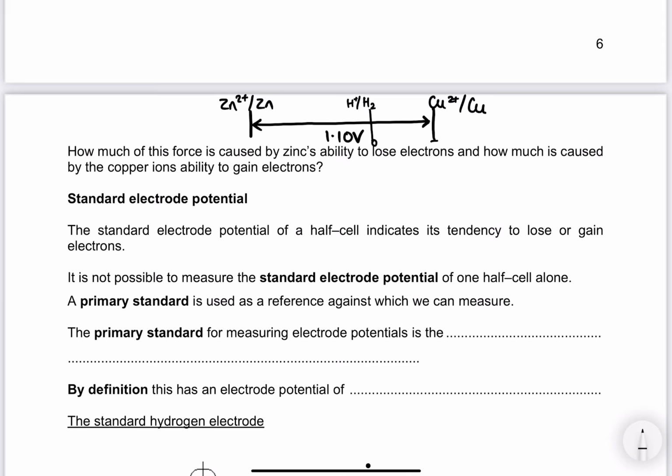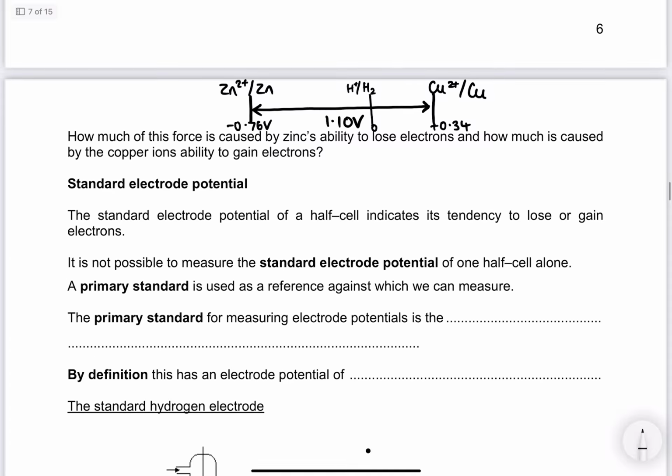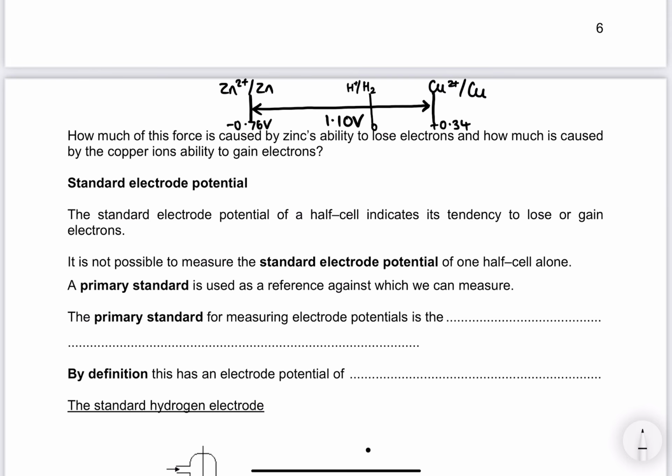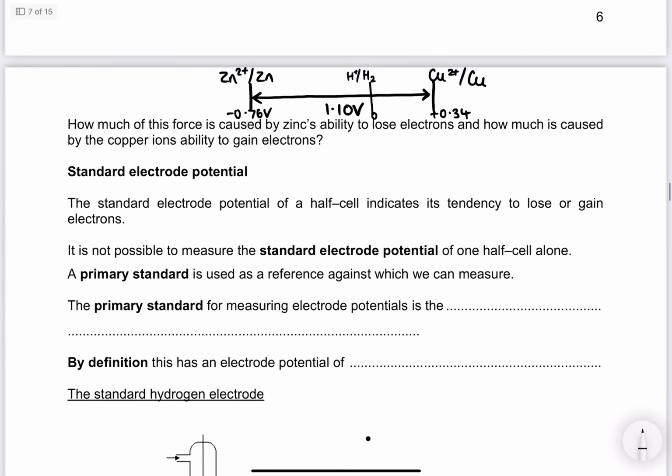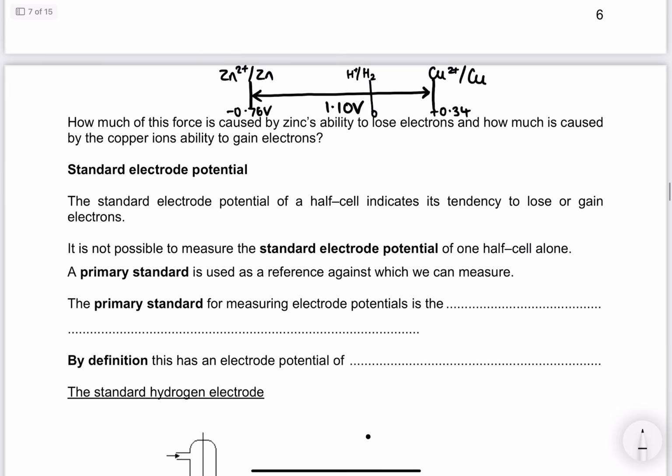What we find is that copper is 0.34 volts more likely to attract electrons than hydrogen, and zinc is minus 0.76. And the difference between copper and zinc, if you do that on your calculator, is 1.1 volts. So how much of it is to do with copper and how much of it is to do with zinc? We'd find that out by measuring against hydrogen as standard.